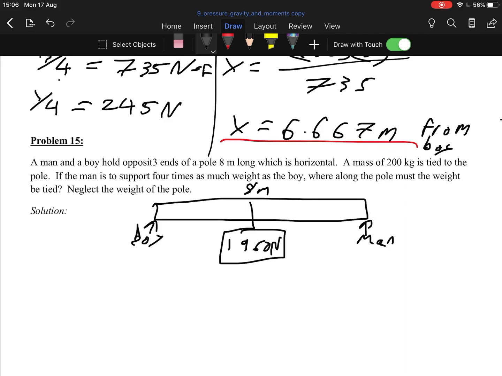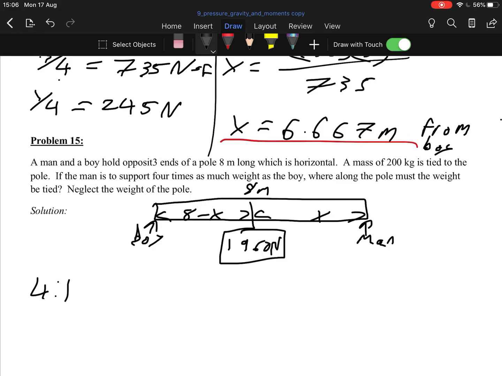Okay, so from the man to the object, we're going to call x. So if the man to the object is x, what's the boy? 8 minus x. It doesn't matter if you did it the other way around, you still get the same answer, okay? So the ratio here is what?